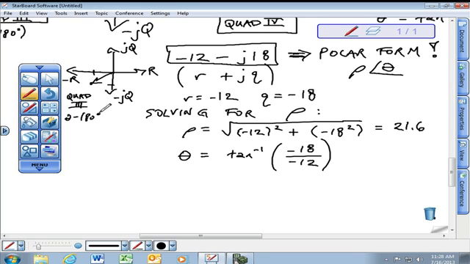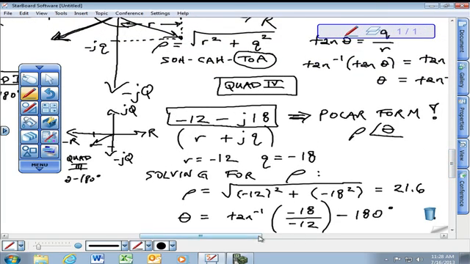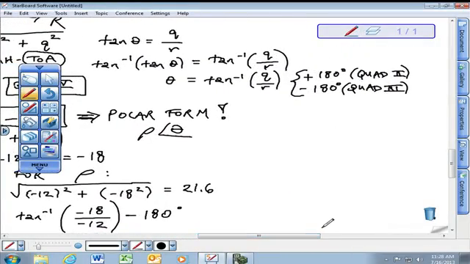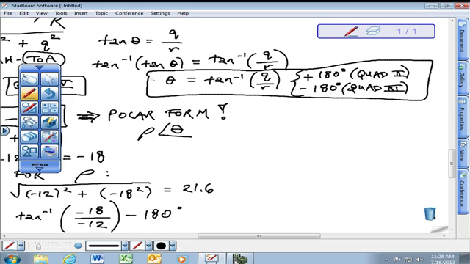That's important. All right, and so now let's go ahead and do that. You want to go ahead and calculate, what is the inverse tan of negative 18 divided by a negative 12, and then you're going to do minus 180. Minus 180. Go back to this guy, this is your formula that you're playing around with. Remember, your correction factor is only if you're in quadrant 2, add 180.